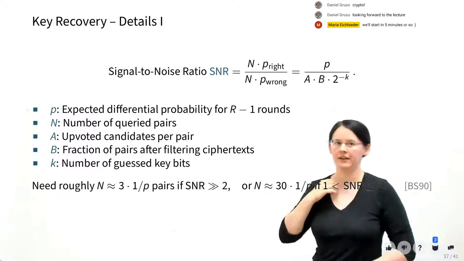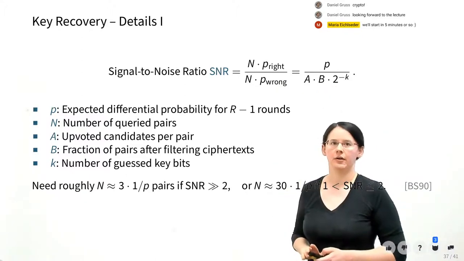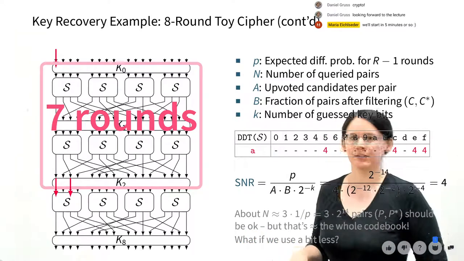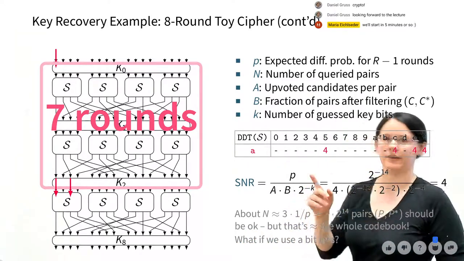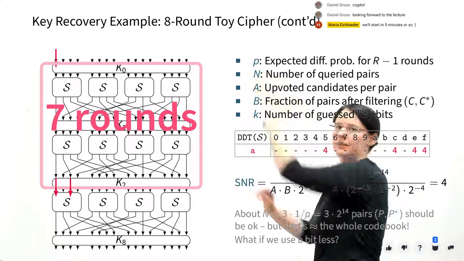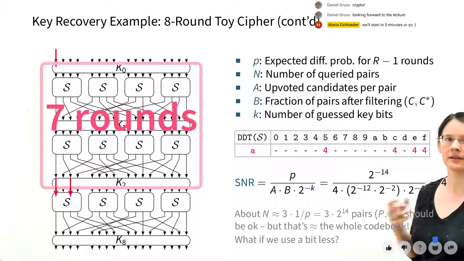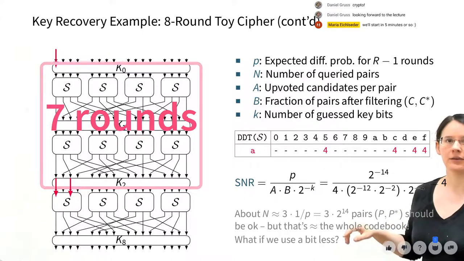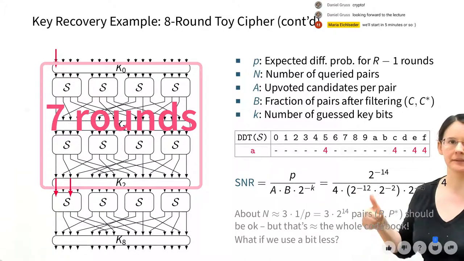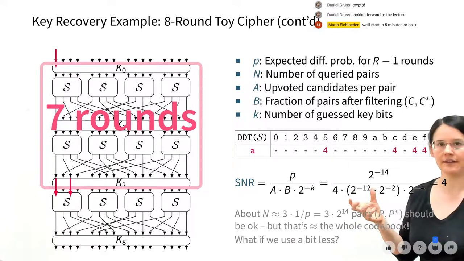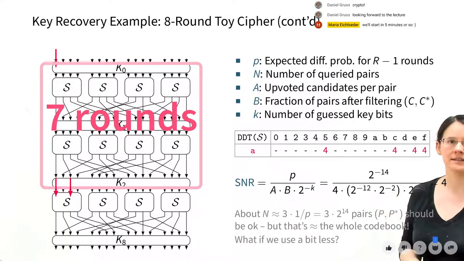Let's apply this formula here and let's try to follow it in our example. So in our example here, the probability, we already know that's 2 to the minus 14. That's the probability from here to here. Then the number of key bits I have to guess is 4. So 2 to the minus 4 here. And now the question is, what ratio remains after the filtering? That's 2 to the minus 12. And how many candidates remain after guessing the right key? And this number of candidates is actually 4.